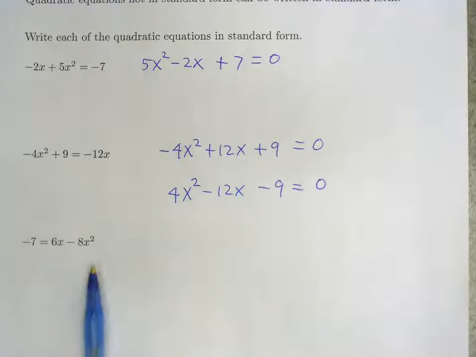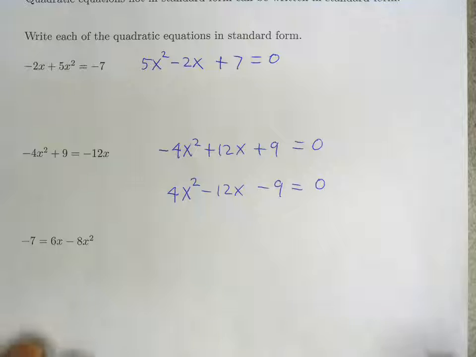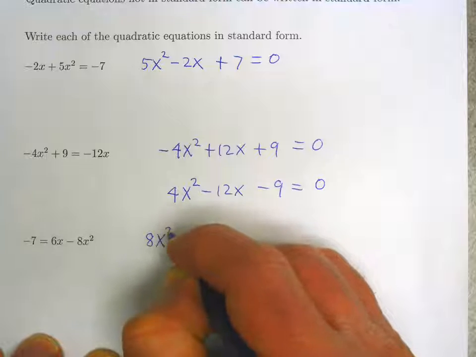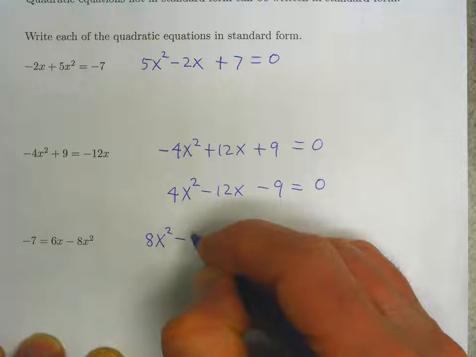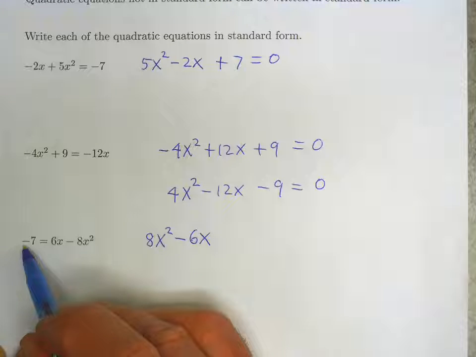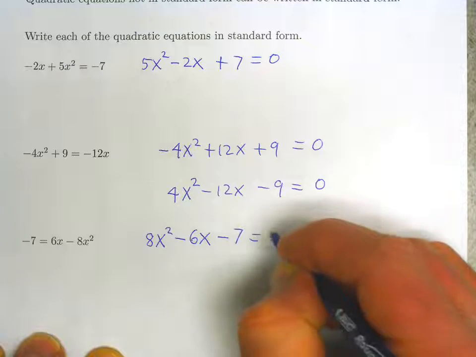For the next one, we can write this in standard form in one of two ways. Perhaps the most obvious thing to do is add 8x squared to both sides and subtract 6x from both sides. If we add 8x squared to both sides, we have 8x squared, and then we subtract 6x from both sides to get 8x squared minus 6x. And we already have negative 7 on the left, so this is 8x squared minus 6x minus 7 equals 0.